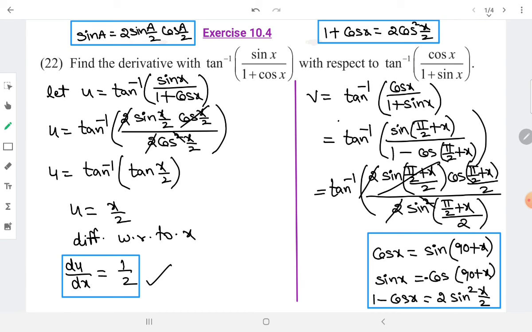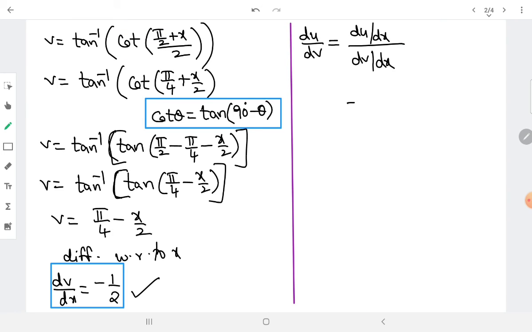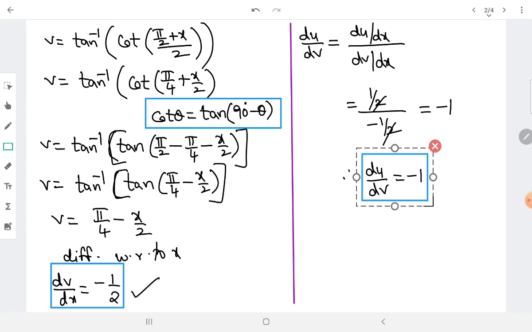So du by dx is 1 by 2. Write down that 1 by 2, whole divided by dv by dx, which is nothing but minus 1 by 2. So clearly 2 gets cancelled. So the answer is minus 1. Therefore du by dv is nothing but minus 1. So this is your final answer for this question number 22.